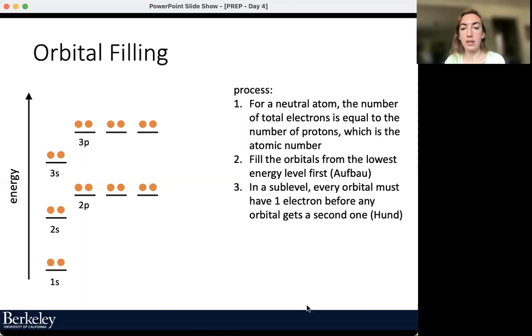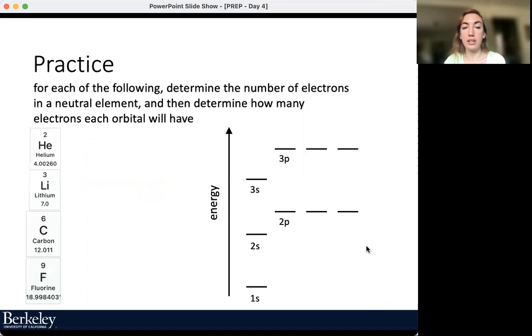Cool. So I'm going to have you practice in groups. For this practice, there are 4 different elements here. The first thing you need to do is determine the number of electrons. That's just what we did yesterday, what you did on the homework. And then you're going to determine how many electrons each orbital will have. So basically, you're just filling in this diagram. Okay? I'm going to give you about, I don't know, 8 minutes.